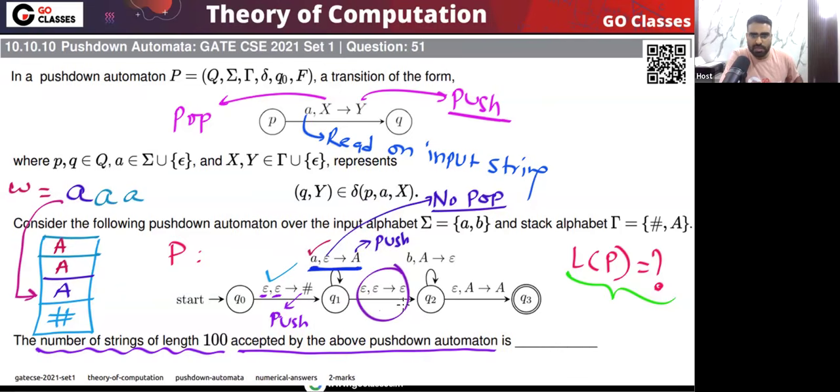We are jumping from state q1 to q2. Remember here, we are not bothering anything. We are not reading the top of the stack. We are not pushing anything on the stack. So we are not popping anything.